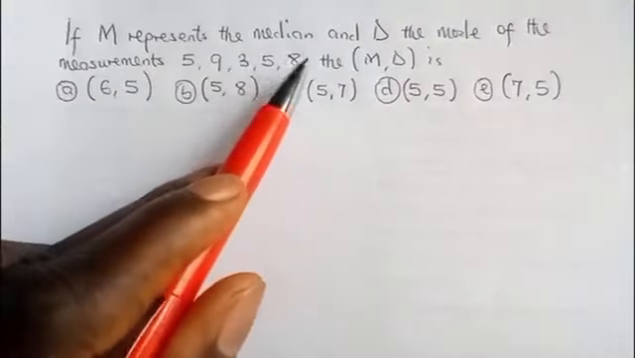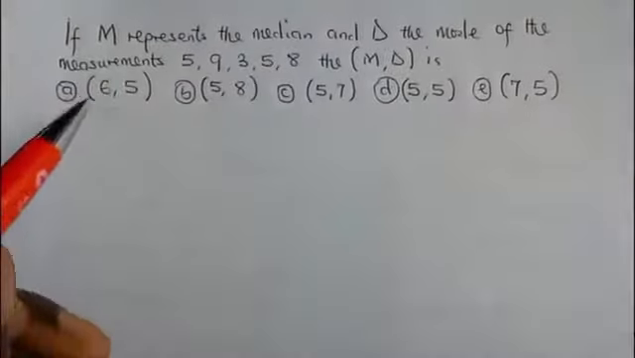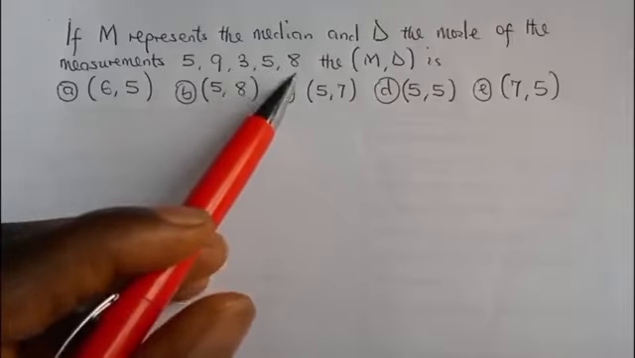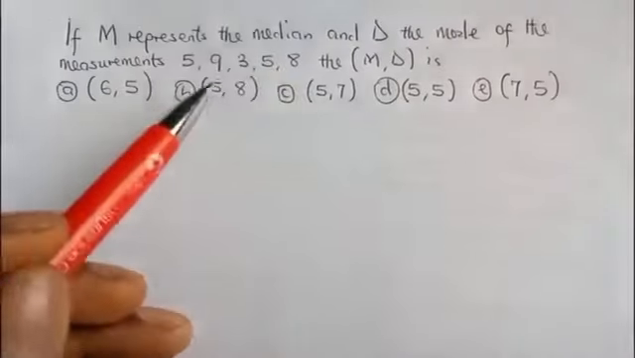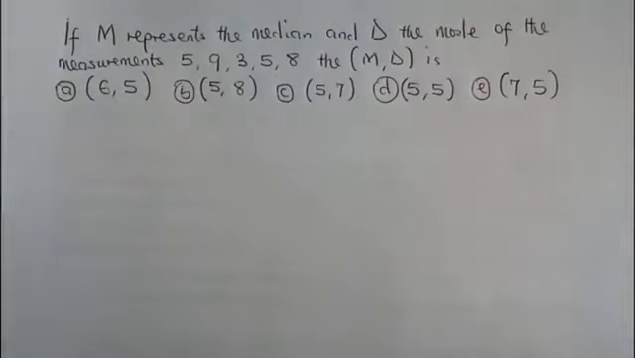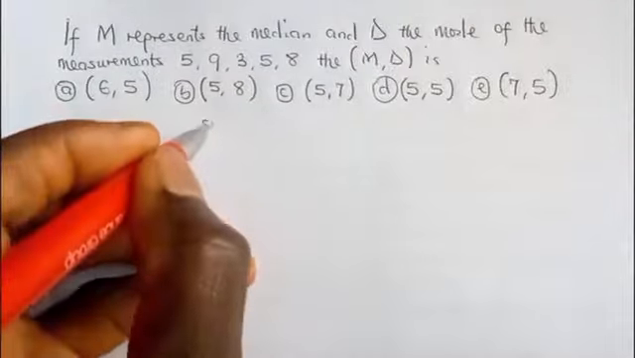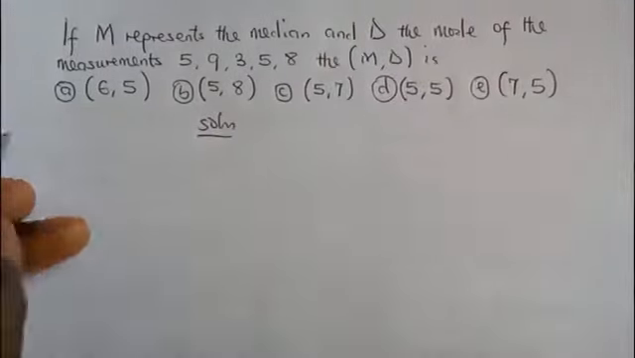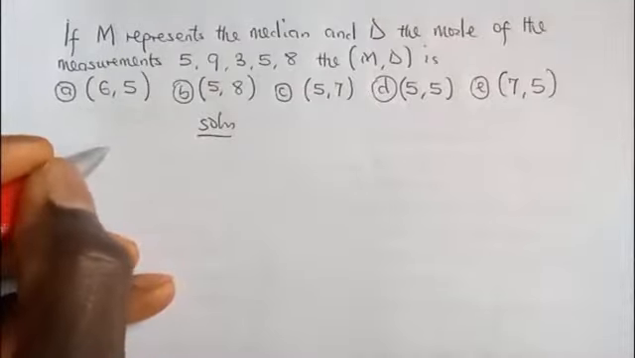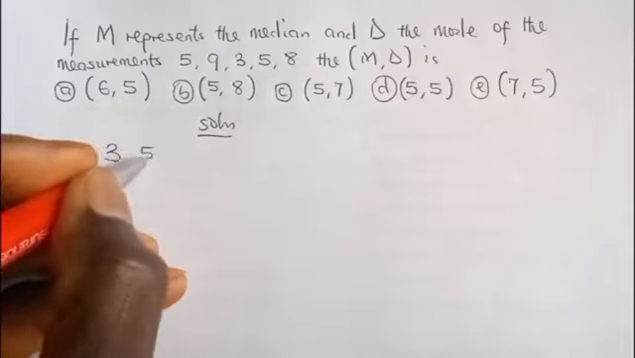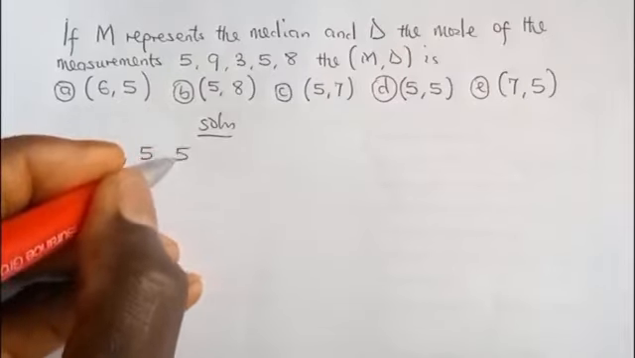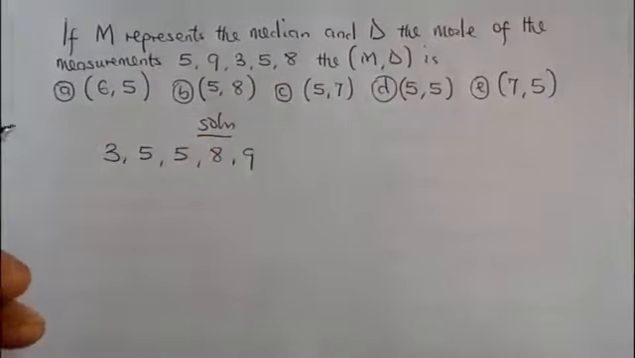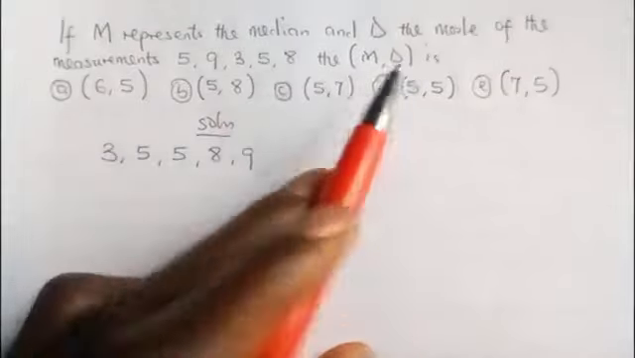If M represents the median and D the mode of the measurements 5, 9, 3, 5, 8, the MD is what? Now, the first thing we need to do is to rearrange these numbers in ascending order. So we'll begin with 3, next is 5, next is 5, next is 8, and the last one is 9. Now, what is median and what is mode?